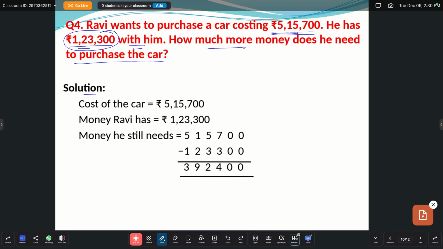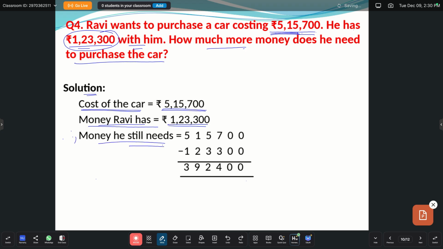So, we will start writing the statement of this question. First of all, we will write down the cost of the car. What is the cost of the car, beta? It's 5,15,700, okay? Now, we will see how much money Ravi has with him. The money Ravi has, and how much is that? That is only 1,23,300, okay? So, we will write, therefore, money he still needs.